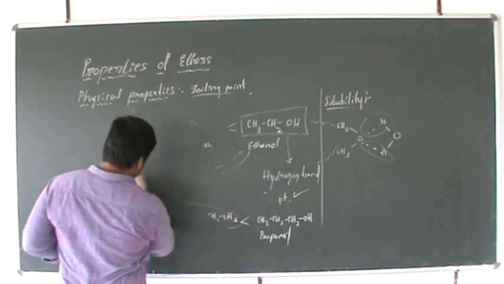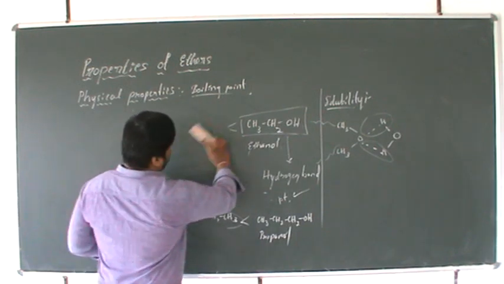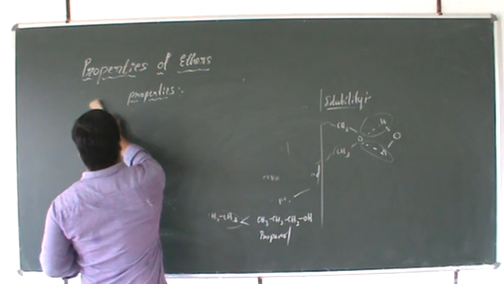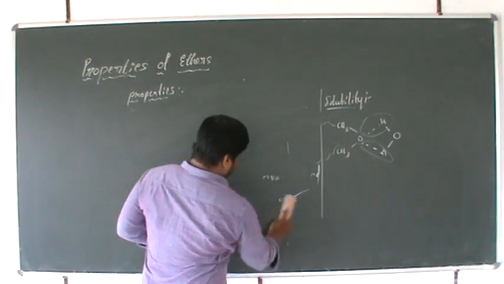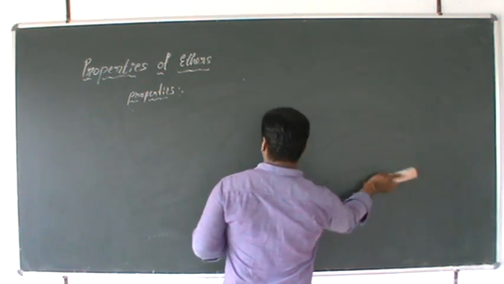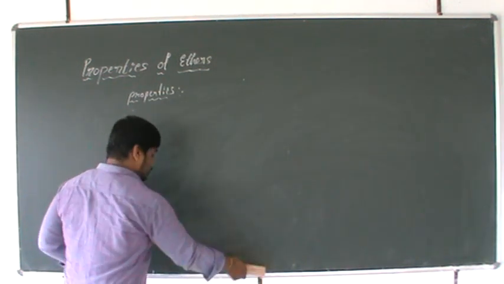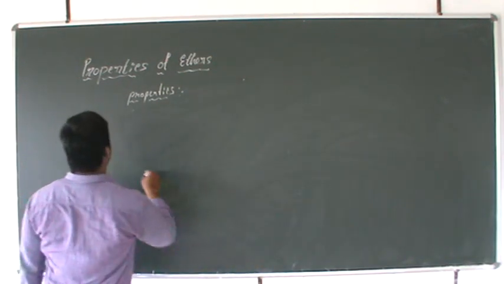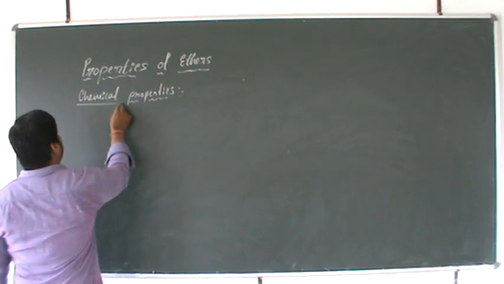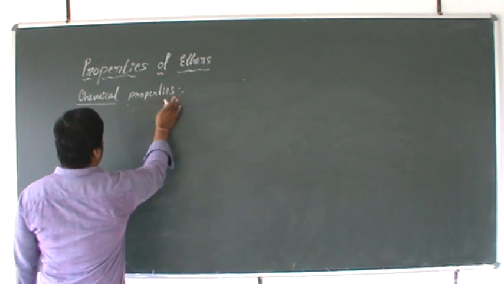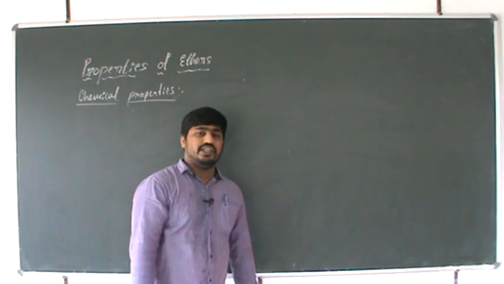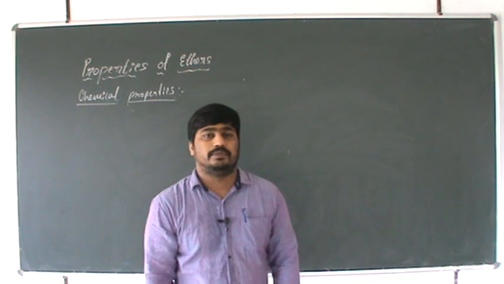Next, we move on to the chemical properties of ethers. There are two important chemical properties observed, and these two are given in your syllabus. According to your second year's syllabus, there are two important chemical properties. What are the important chemical properties under ether?